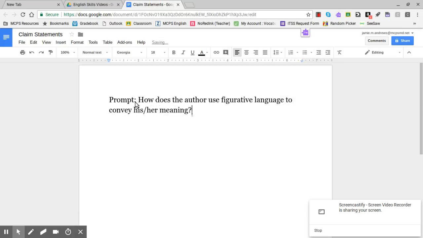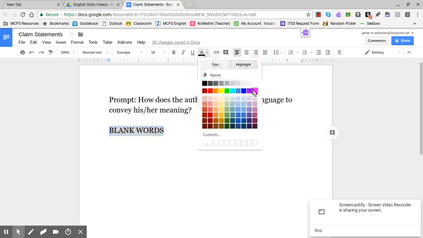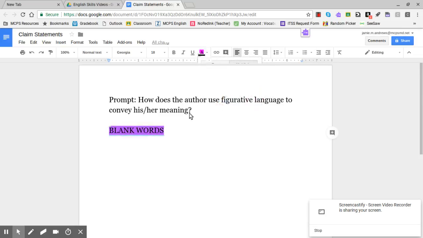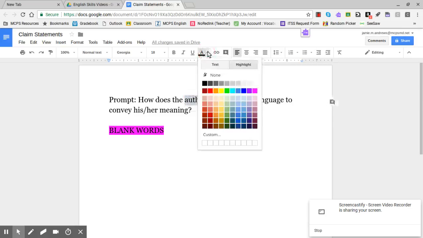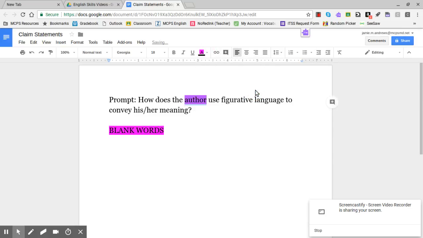So first of all, let's talk about blank words. Okay, those are the words that you need to fill in the claim statement. So let's highlight them purple. So author's name is a blank word. We can fill that in with information.